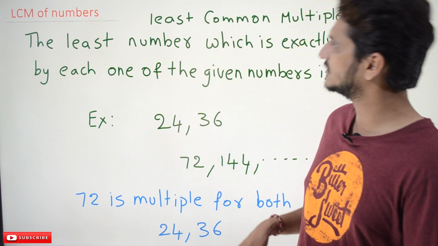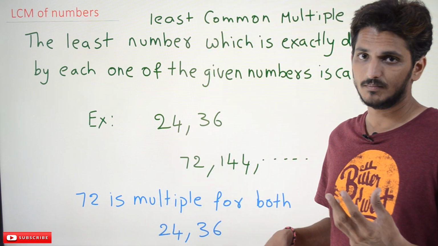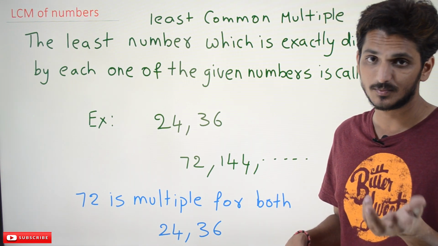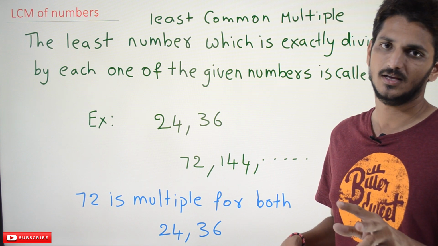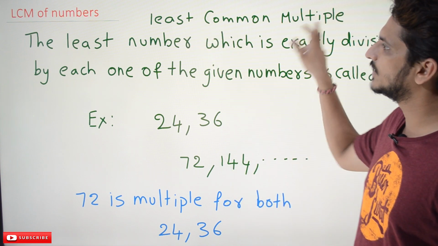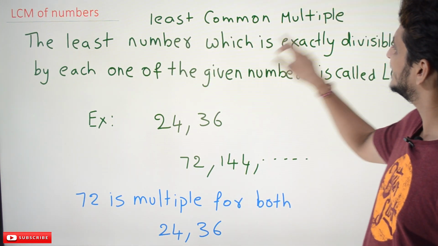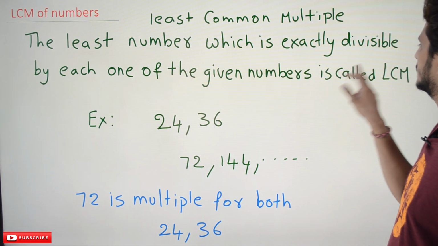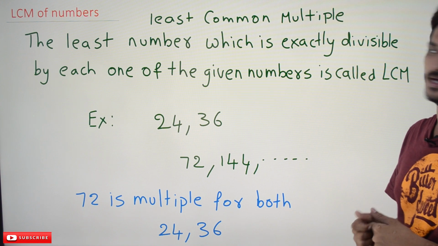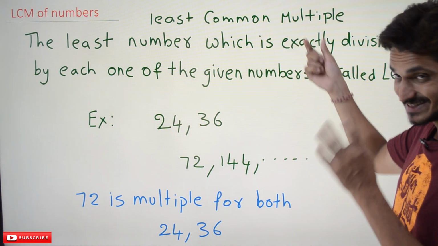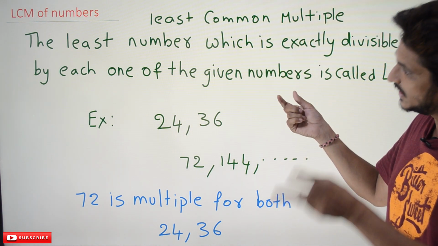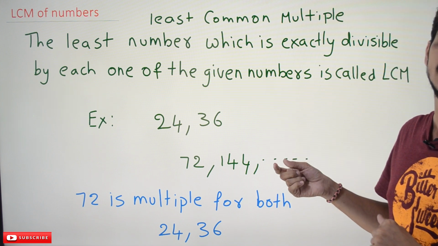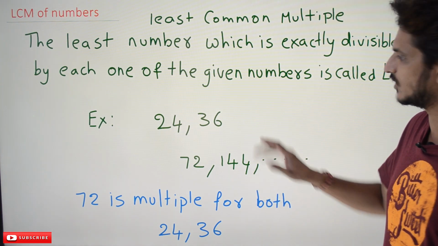Coming to today's class, what does multiple mean? We already discussed what multiple means in our previous class when we discussed HCF or GCD. So least common multiple: the least number which is exactly divisible by each one of the given numbers is called LCM. Anyway, with an example you are going to understand better.